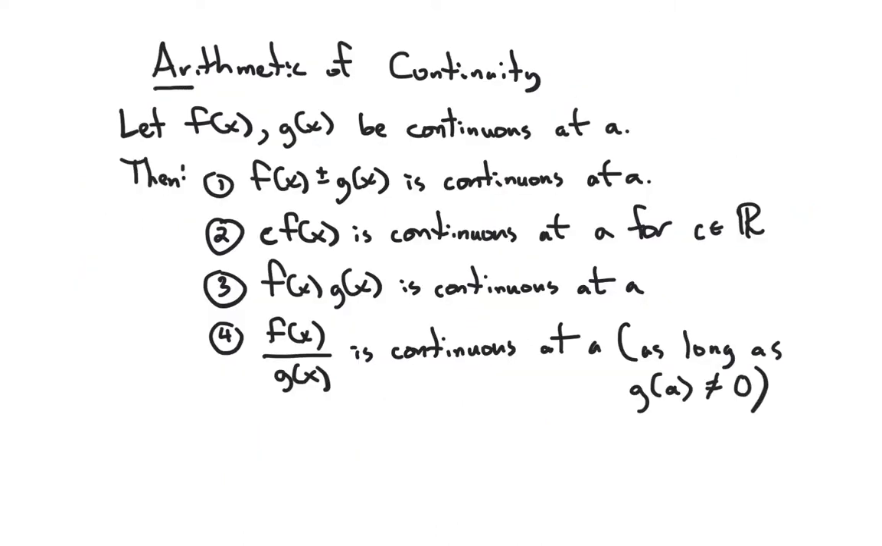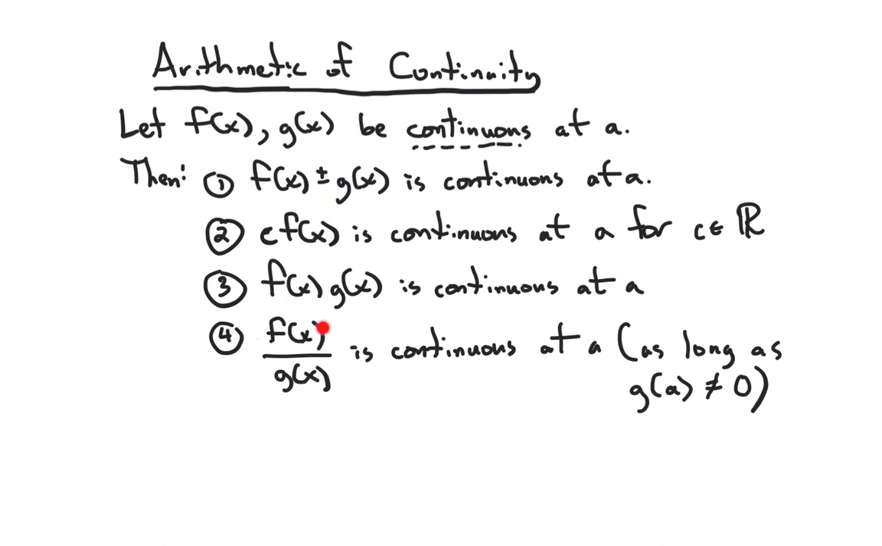So continuous functions at a point A behave very nicely when you perform arithmetic on them. They, in fact, stay continuous at those points. So if you have continuous functions f and g, and they're continuous, let's say, at this point A, then you can add and subtract them, and they're still going to be continuous at A. You can multiply a function by a constant, it's still going to be continuous at A. You can multiply these two functions together, and that multiplication is still going to be continuous at A.